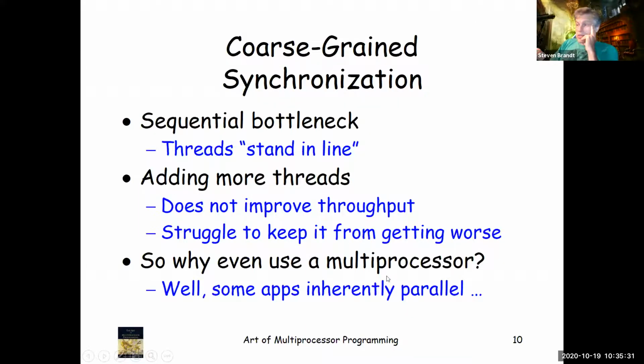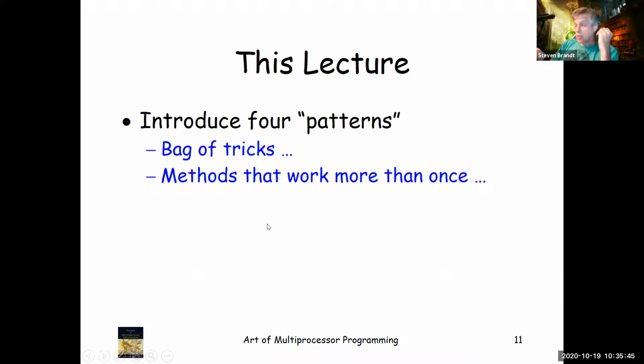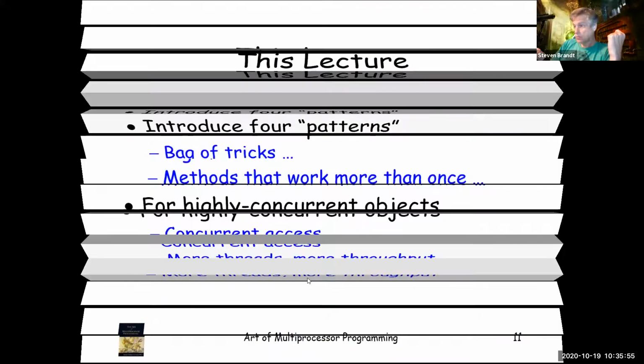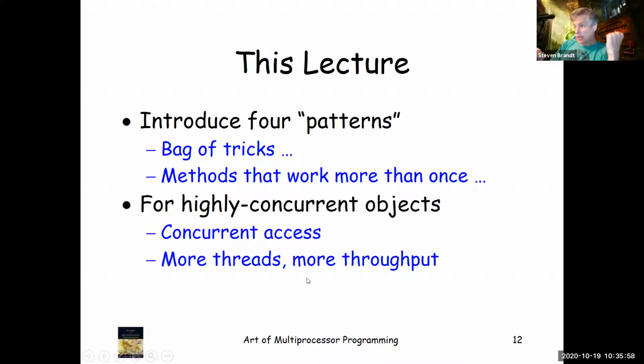So, if this is the case, why even use a multiprocessor, right? If you have this much trouble getting things to actually be parallel. Of course, there are some applications and some problems that are inherently parallel, and those can benefit. So what we're going to do today is introduce 4 patterns for parallel programming. And this is a bag of tricks. It's a set of methods that worked more than once. And for highly concurrent objects, it will give you more concurrent access, and more threads will give you more throughput.